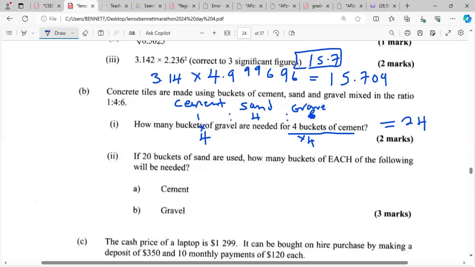Alright, it said if 20 buckets of sand are used, how many buckets of each of the following will be needed? So you match it, 20 buckets of sand. What did they multiply 4 by to give them 20? That's 5. 4 times 5 is 20. So we just multiply everything by 5. For the cement, 1 times 5. It's very easy. So this will be 5. In terms of the gravel, we times it by 5 as well. 5 times 6 is 30. Easy marks that.